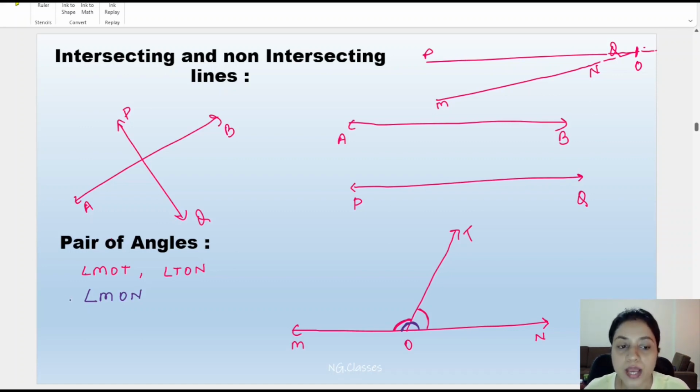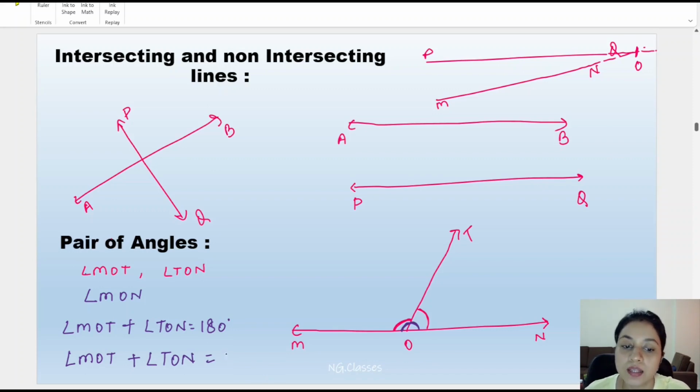Now here these two angles, that is angle MOT and angle TON, are making 180 degrees, right? Because both are adjacent angles and also both are making a straight line, right? It's a linear pair of angles. And we can also say that the sum of angle MOT plus angle TON will be equal to the complete angle, that means angle MON, right? Now let's see the axioms.